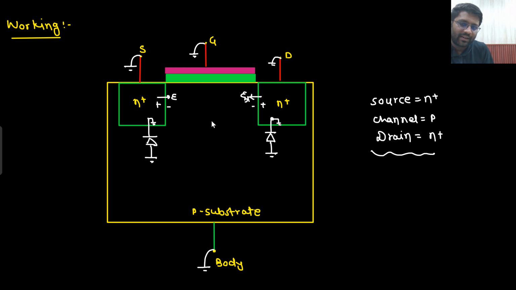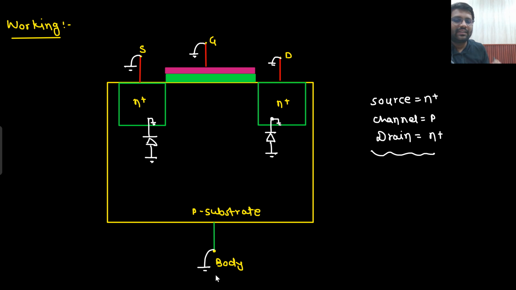This is your built-in electric field. What did the electron say? I will try to diffuse. But this electric field said go back. Drift and diffusion, everything perfectly cancelling out each other. No current. Now I want some current to flow.